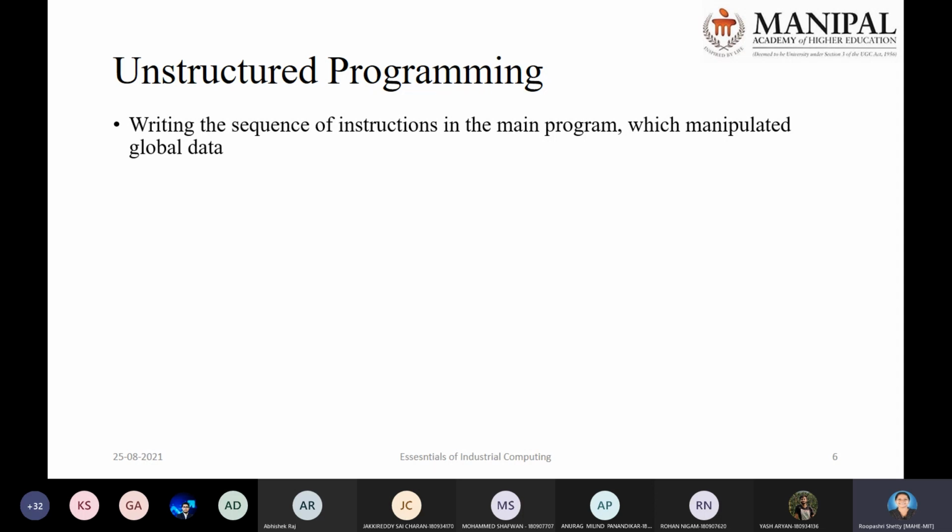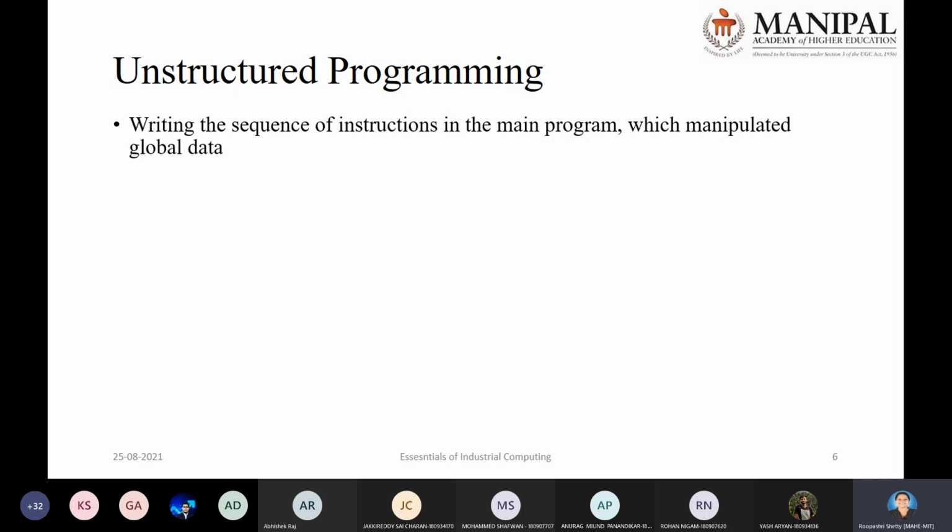Since all the data are global and every code could operate on that global data, maintenance is a problem. Fine. And also, see, there is no independent data for processing at all. Every instruction is dependent on that global data. For one instruction, if there is a requirement of a local data or an independent data, it is not possible in case of unstructured programming.